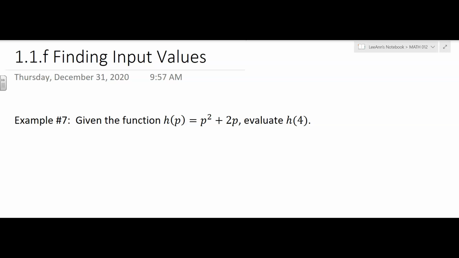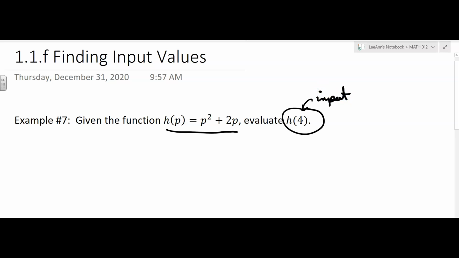Okay, so in example 7, they give us a function here. It's in terms of p. Now remember, p is going to be the input, and they want us to find h of 4. So they give us the input, we want to find the output.